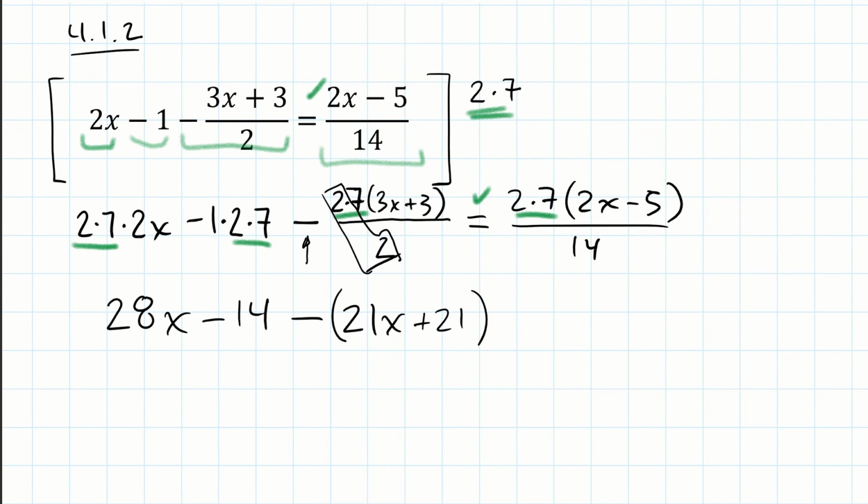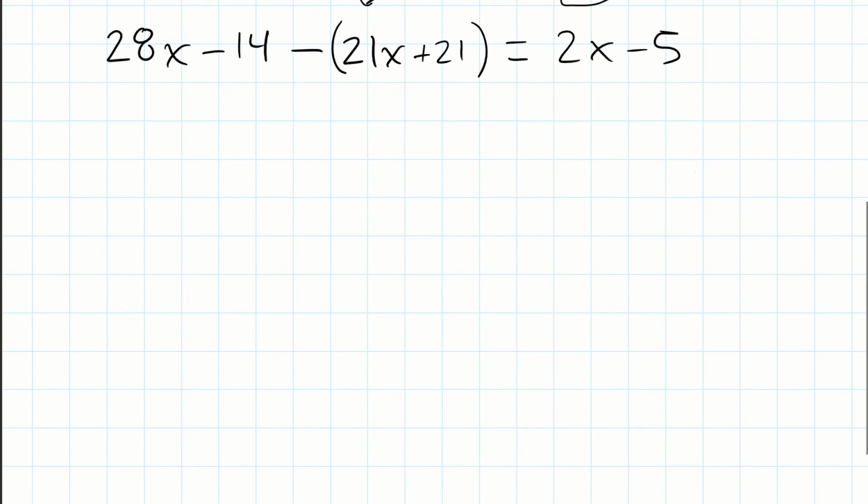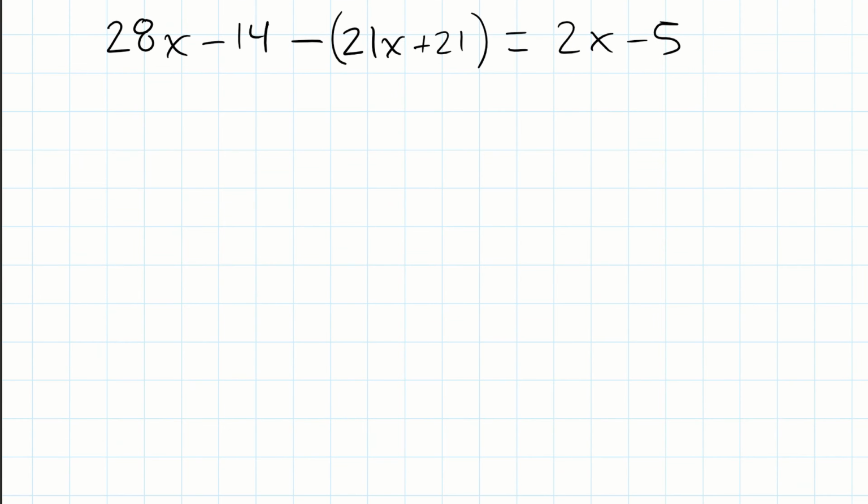And then on the other side, this is going to equal, well, the 2 times 7, right, is 14 over 14. That is 1. So I'm just left with the 2x minus 5. So all of a sudden I no longer have any fractions. It's a lot cleaner to look at. So I'm just going to solve this thing.